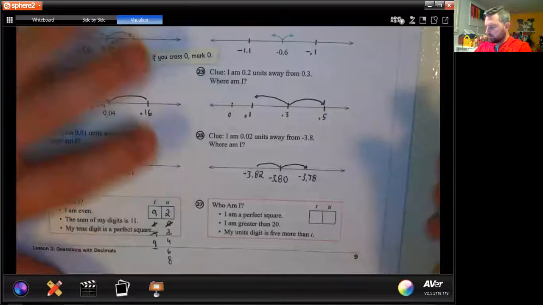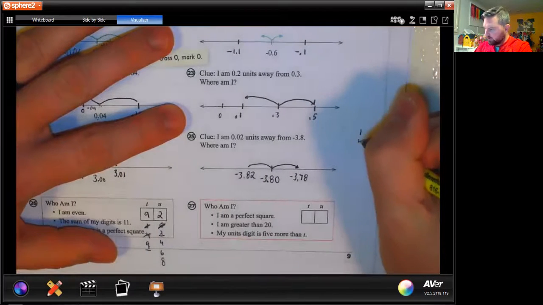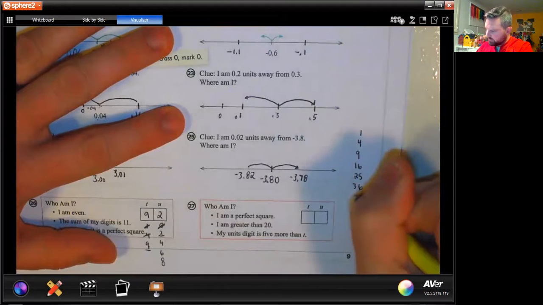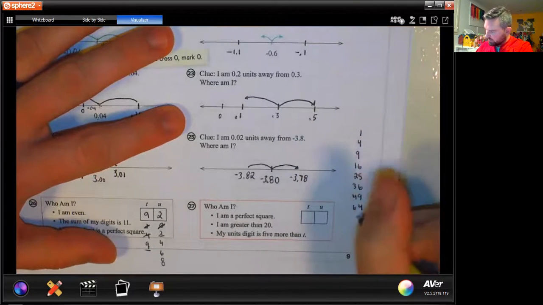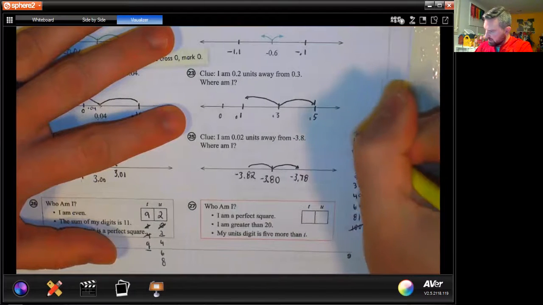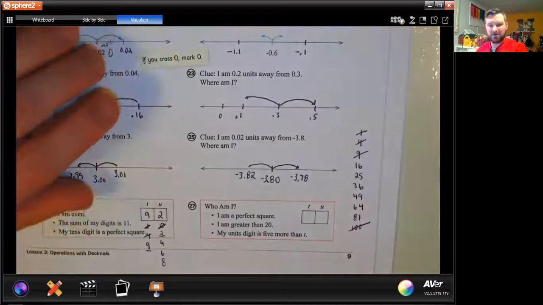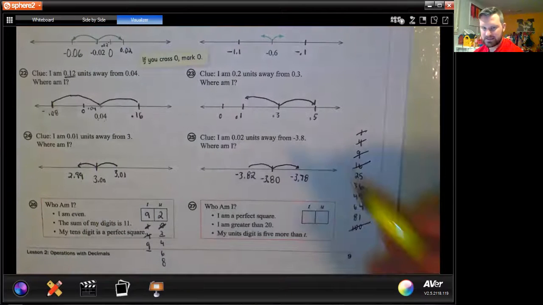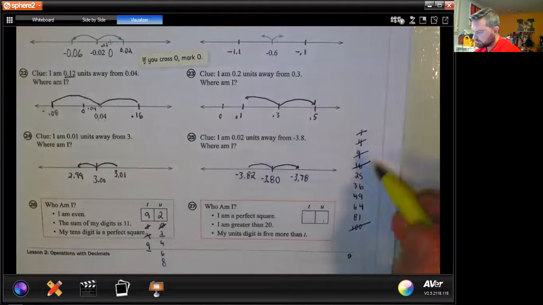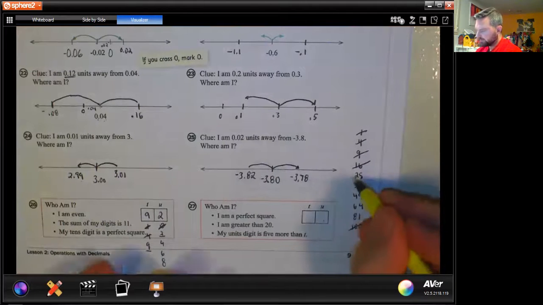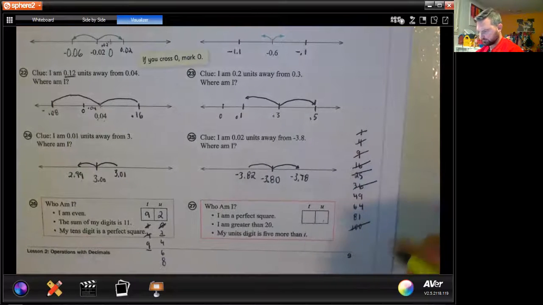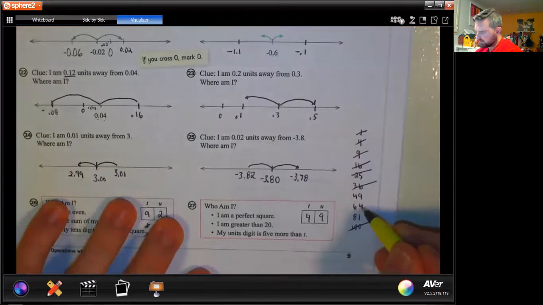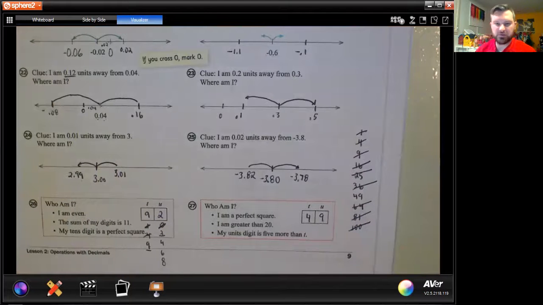Okay, I am a perfect square. So perfect squares again are 1, 4, 9, 16, 25, 36, 49, 64, 81, 100. Well, it can't be that one, and it can't be these because we're at a 2-digit number. I am greater than 20, so that marks out 16. My units digit is 5 more than my tens digit. So this number is 5 more than this number. So 2 plus 5 is not 5. 3 plus 5 is not 6. 4 plus 5 is 9. And let's just check these others. 6 plus 5 is not 4. 8 plus 5 is not 1. So your answer is 49.